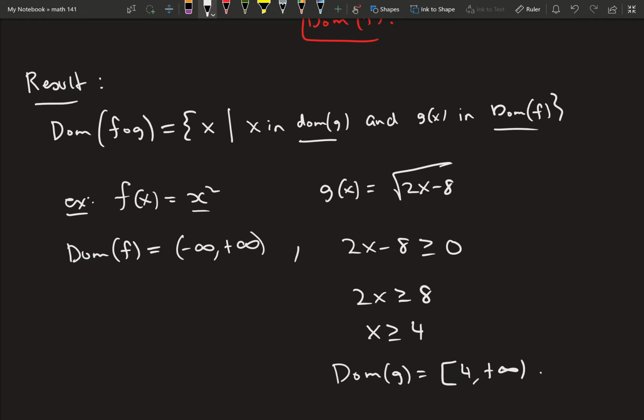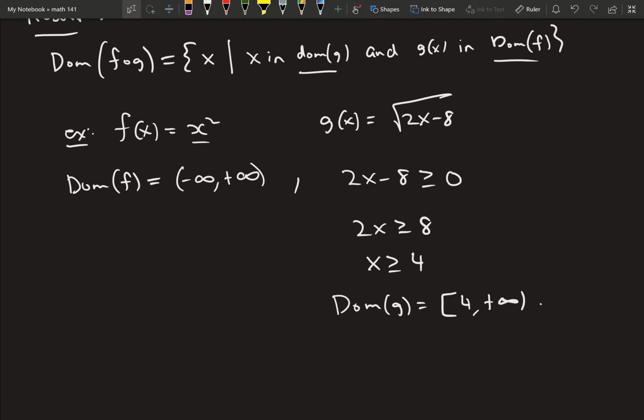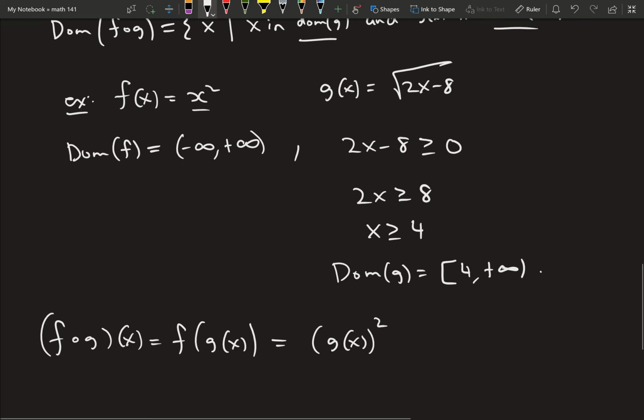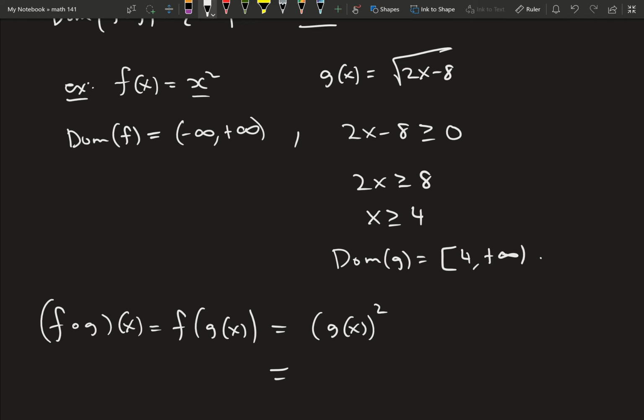Okay, let's go ahead and compute f composed with g explicitly, and then we'll find the domain. So let's find f composed with g of x. This is f of g of x. So we replace x with g of x, and we get this. And this is now the square root of 2x minus 8, quantity squared, which is simply 2x minus 8.